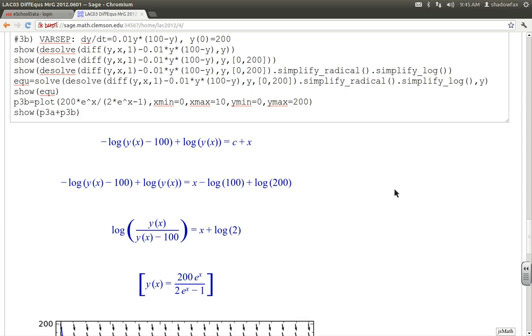Yeah, what happened here? 200 times. You got to say times. Yeah. Let's try that. There's still something else. 200 times e to the x over 2 times e to the x, right? Yeah, all the times are explicit. You have to write them all out. All right, so it's happy with that, so should be able to show it. And there's a show. Good, perfect, nice.